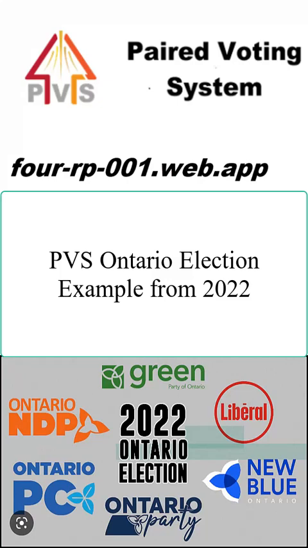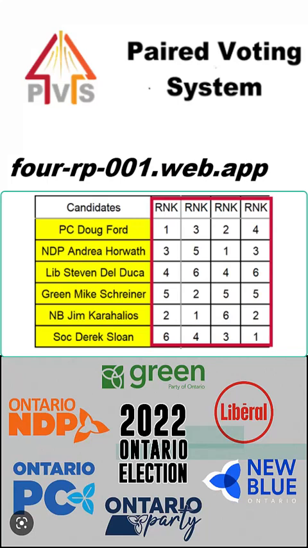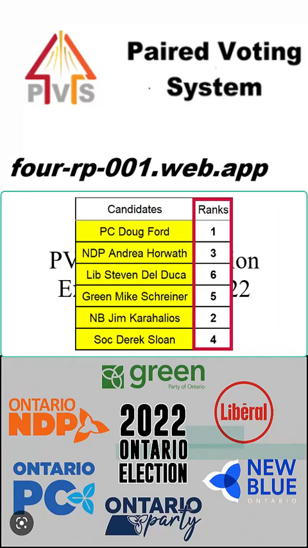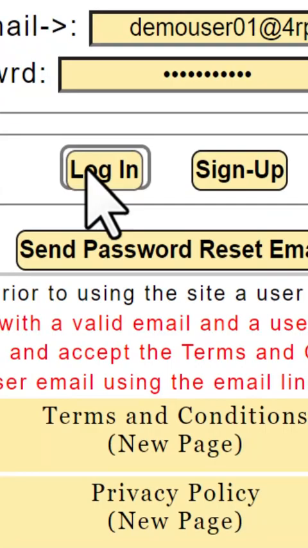This election uses paired voting system, also known as PVS. It uses choice pairings with RNKs provided by voters. These RNKs are analyzed and used to establish rankings of all candidates. The election is set up by an editor and starts with a login.